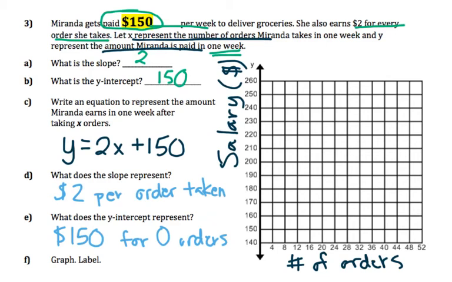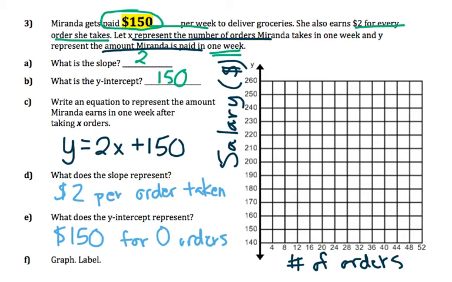Now that we've labeled our axes, we need to check the scale. We need to decide how much each box is worth. So how much is it going up? If you look on the y-axis, we're increasing by increments of 10. So our scale is 10. On the x-axis, our increments are by 4. So we have to keep that in consideration as we graph.